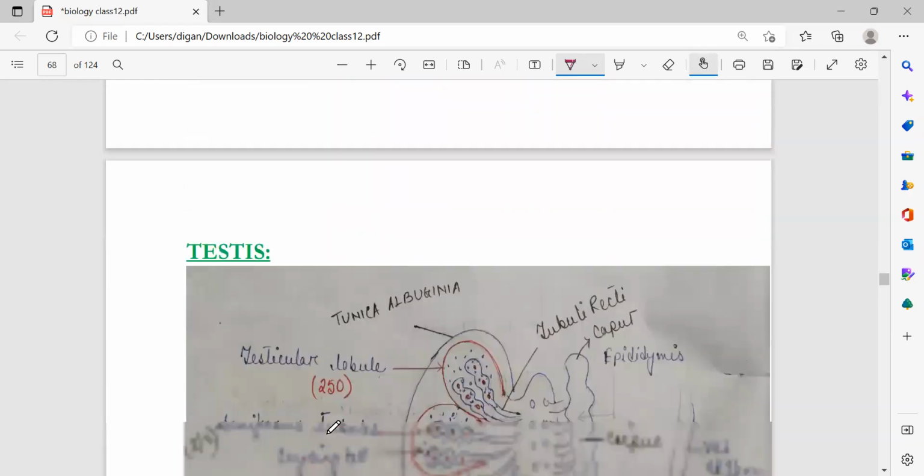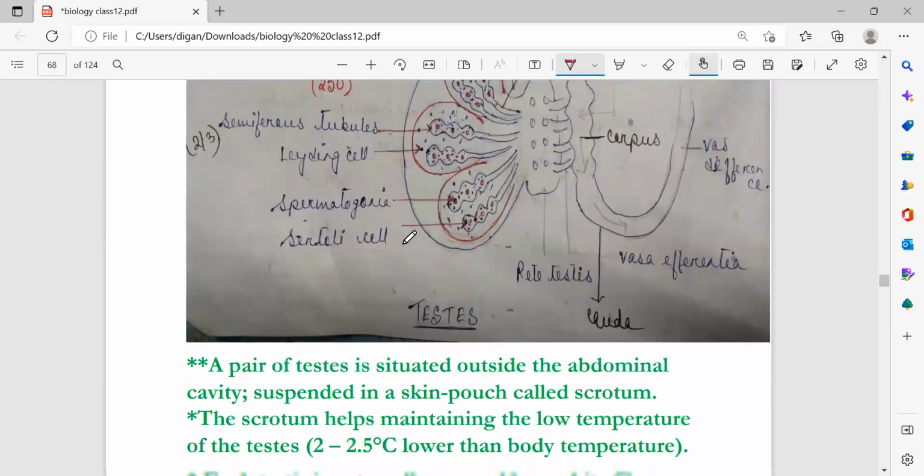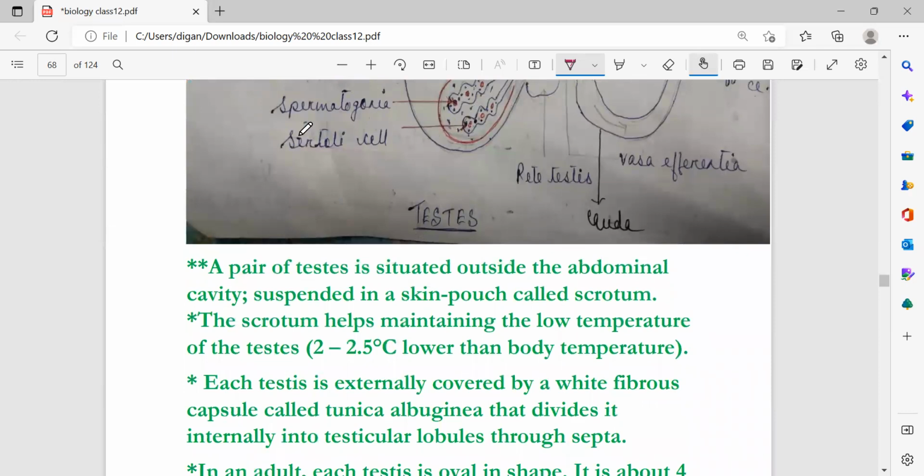Now come to the structure of testis. So this is the longitudinal structure of the testis. It is an oval shaped structure, and for this testis, first go to the description. A pair of testis, means in each human body there is a pair of testis, situated outside the abdominal cavity. It is suspended in a skin-like pouch that is known as the scrotum. And what is the function of the scrotum? It helps to maintain the low temperature of the testis. The temperature of the testis is lower than the body temperature, and it is maintained by the scrotum.